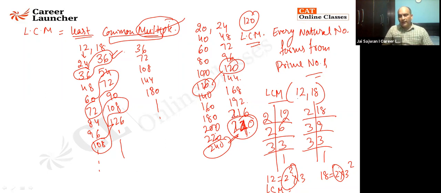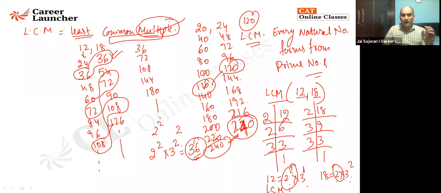So 12 and 18 are the two numbers. 12 is 2 square into 3. 18 is 2 into 3 square. One is a multiple of 2 square, the second is a multiple of 2. I want a common multiple of them, so I'll take the higher power here, 2 square. One number is a multiple of 3, the second is a multiple of 3 square. A number which is a multiple of 3 square is also a multiple of 3. So 9 fours are 36 is the number which is going to come here. You yourself see the least common multiple of the 2 numbers is coming out to be 36.